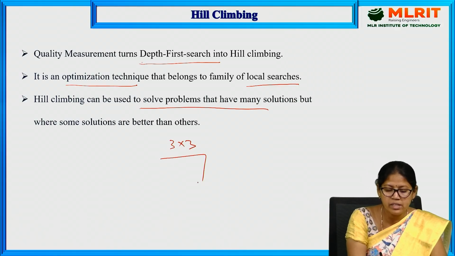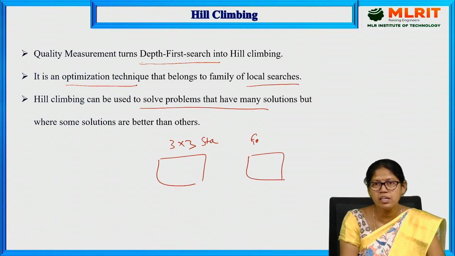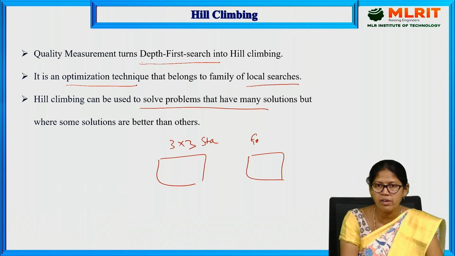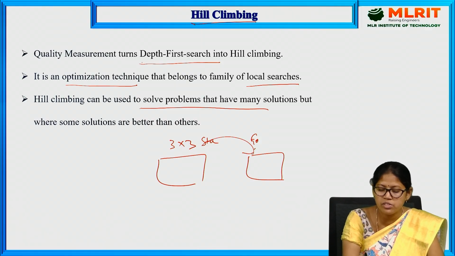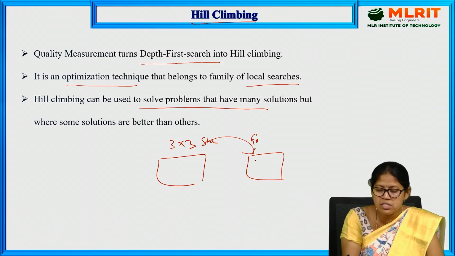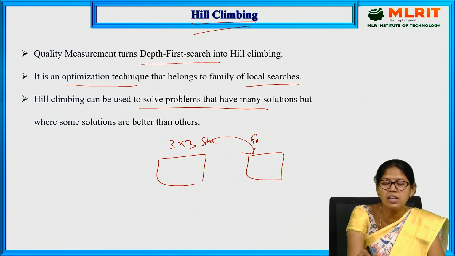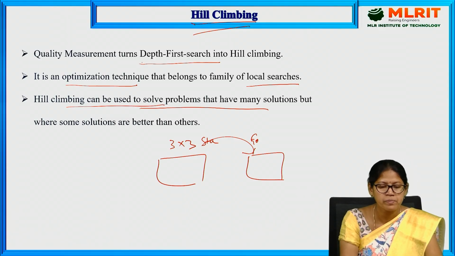The 8 tiles are arranged in a certain manner in the start state and the goal state. There is an empty cell. By using that empty cell, we need to reach the goal state. Multiple solutions are available. Whenever we use the hill climbing algorithm, we can reach this goal state. But in some scenarios, there are other solutions that are better than the hill climbing algorithm. That is what this point means.